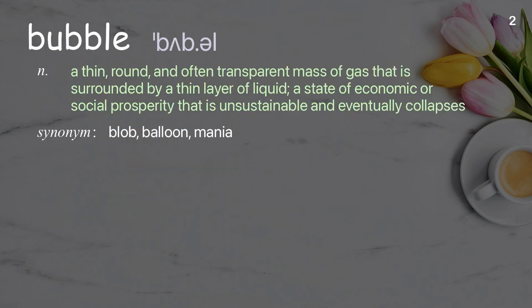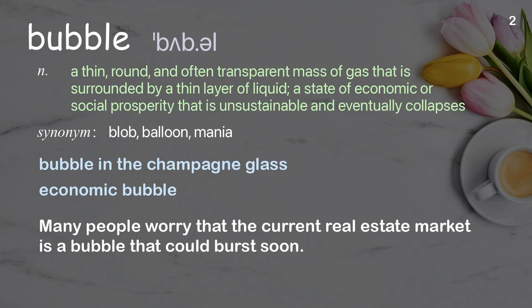Bubble. A thin, round, and often transparent mass of gas that is surrounded by a thin layer of liquid; a state of economic or social prosperity that is unsustainable and eventually collapses. Examples. Bubble in the champagne glass. Economic bubble. Many people worry that the current real estate market is a bubble that could burst soon.